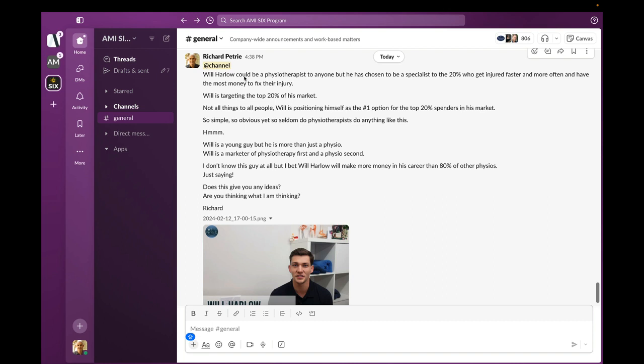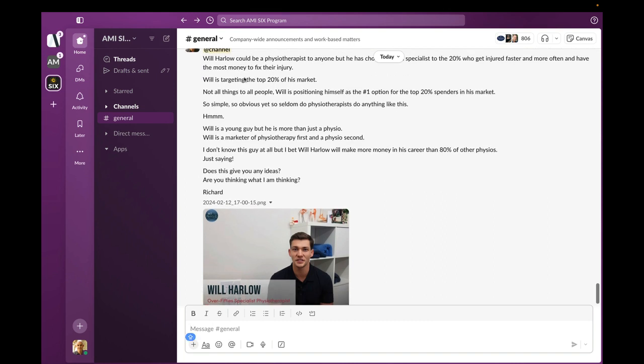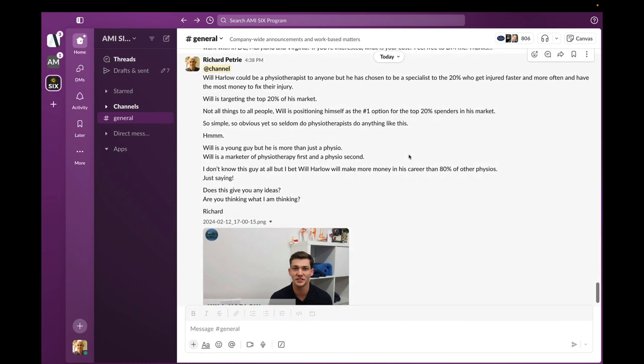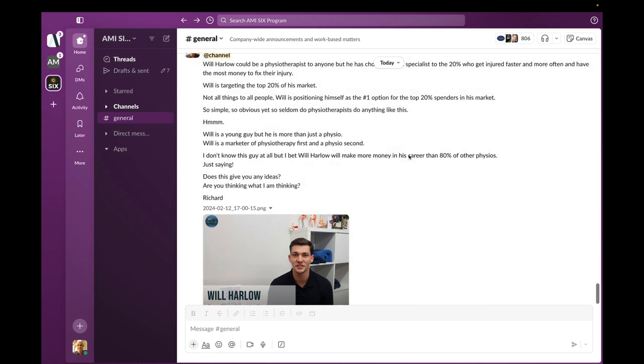Okay, Will Harlow could be a physiotherapist to anyone, but he's chosen to be a specialist to the 20% who get injured the faster and more often and have the most money to fix their injury, right? I mean, if you're 70 or 80, you probably get lots of injuries, but you often don't have the money. If you're 20 or 30, yeah, you might get lots of injuries because you're into sport, but probably not as many, but you don't have the money. There's a sweet spot. Yeah, 50-year-olds, they have money and they get injured, right?